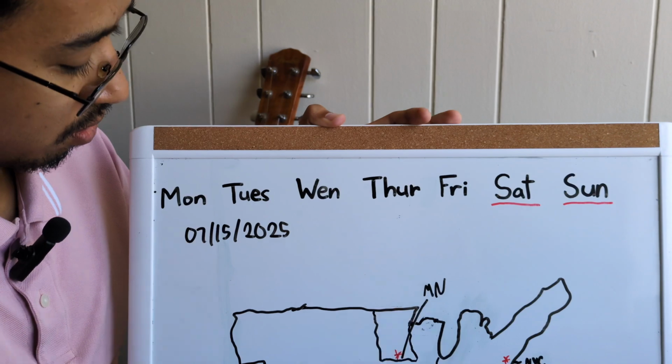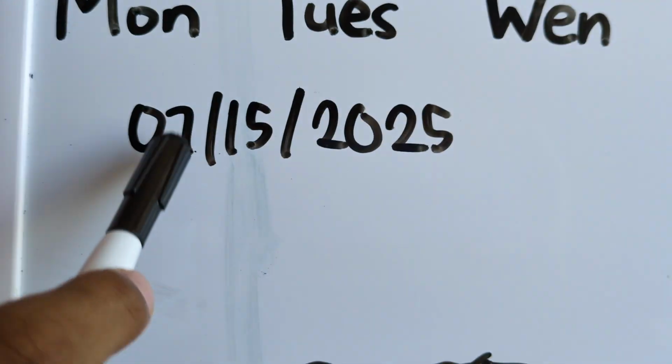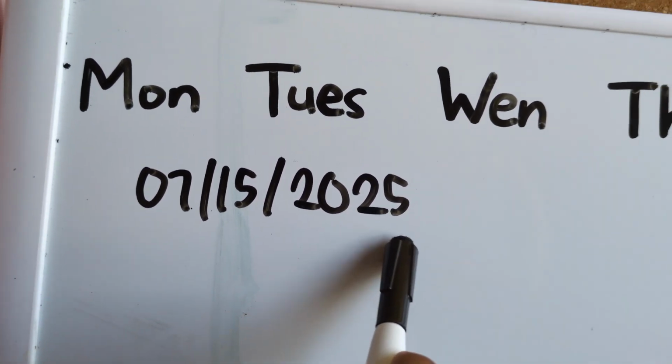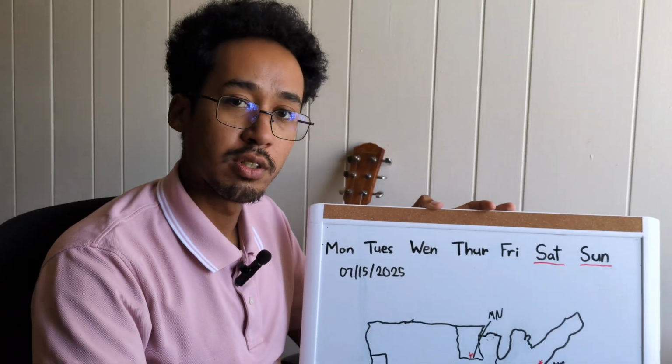Weekend. And today is July 7th, July 15th, 2025. All right, now let's get started.